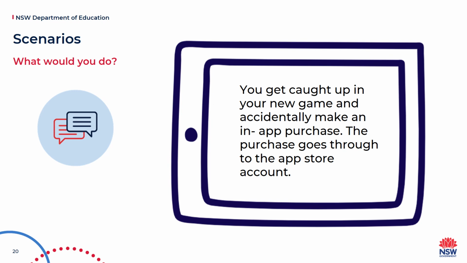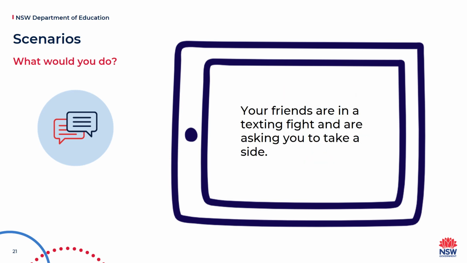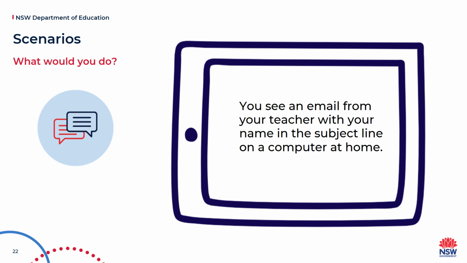Scenario 8. You get caught up in your new game and accidentally make an in-app purchase. The purchase goes through to the App Store account. What would you do? Scenario 9. Your friends are in a texting fight and are asking you to take a side. What would you do? Scenario 10. You see an email from your teacher with your name in the subject line on a computer at home. What would you do?